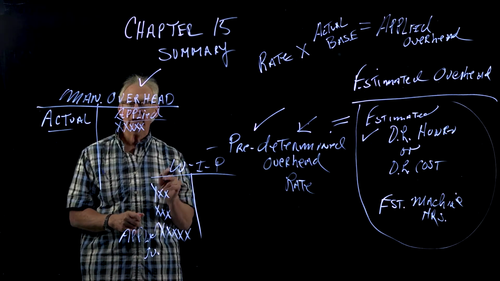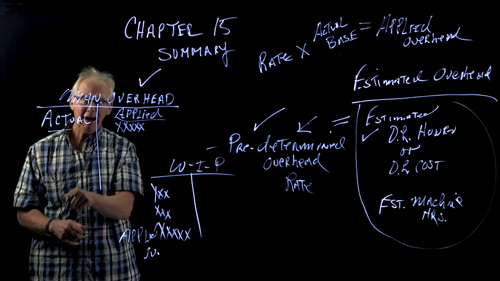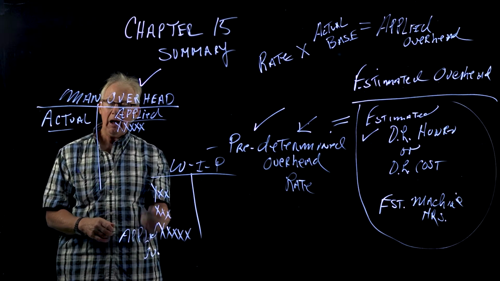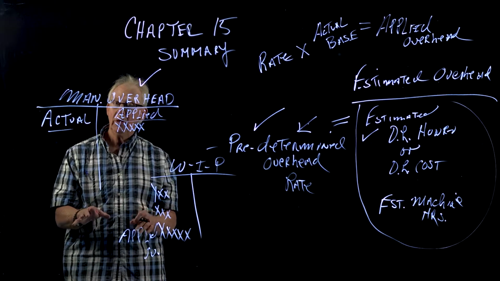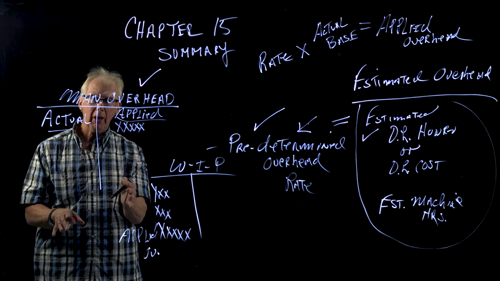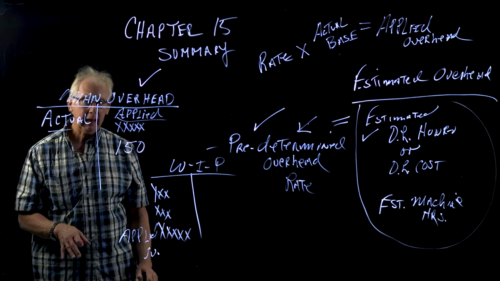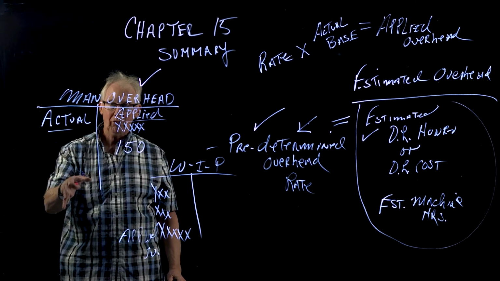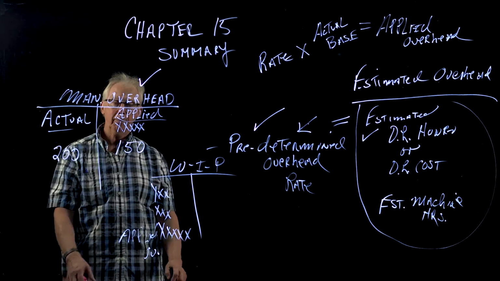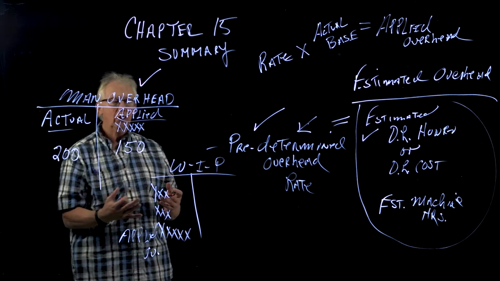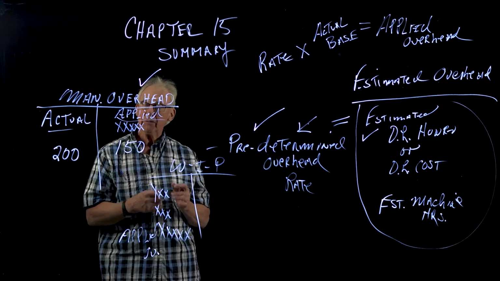At the end of the accounting period, we add up all our applied amounts and all our actual overhead amounts. And I'm going to put in a couple random numbers just to show you what you do. Let's say all your applied overhead to all your jobs throughout the months was 150. And let's say your actual overhead costs that came in throughout the months were 200. So what did you do? You under-applied overhead. You didn't put enough cost in the product.